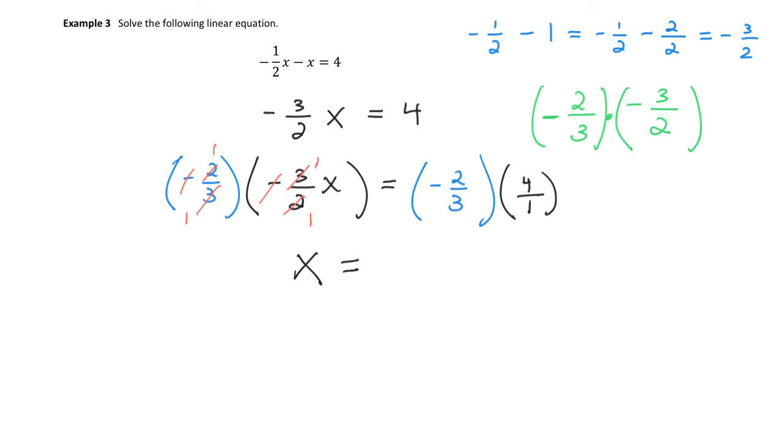All right, now on the right side, okay, one of the numbers is negative, the other is positive, so I know the entire answer is going to be negative. There are no common factors that I can cancel, so here I'm stuck multiplying the 2 and the 4, which is 8, and the 3 and the 1, which is 3. So that is 8 over 3. Since I have x all by itself is equal to just some number, this is in fact the solution to the original equation.